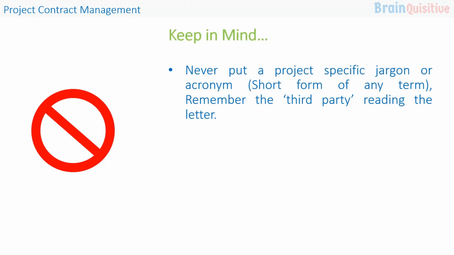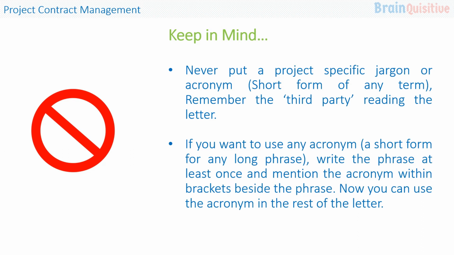Keep in mind to never put in project-specific jargon or an acronym which is a short form of any term. Remember the third party reading the letter after a long time during any arbitration or litigation will not understand the meaning of that acronym or jargon, although it may be very frequently used at a project site. If you want to use any acronym which is a short form for a long phrase, write the complete long phrase at least once in the letter and mention the acronym within brackets beside the phrase. Now you can use the acronym in the rest of the letter.